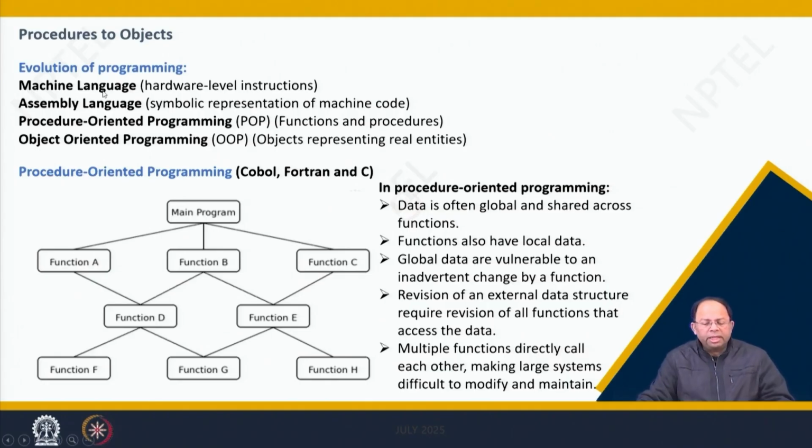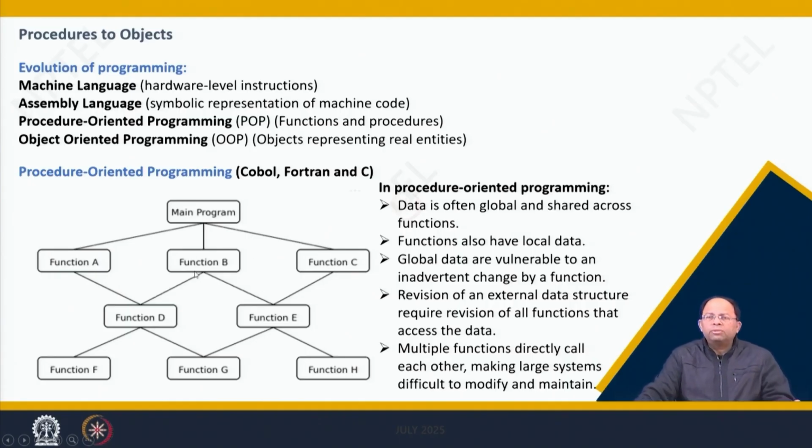So procedure-oriented programming, a few examples we know: C, then COBOL, Fortran. These were procedure-oriented programming, and this image actually shows you the structure of the program. So we have a main program, and in the main program we can declare some global variables. Then that can call function A, it can call function B, it can call function C, B again calls function D, maybe A can also call function D. And in this way, different functions were related.